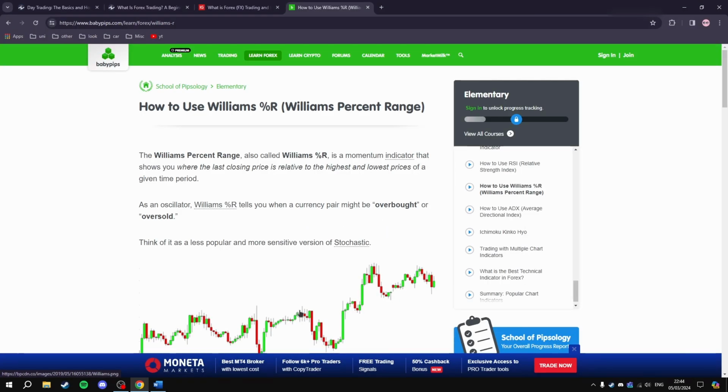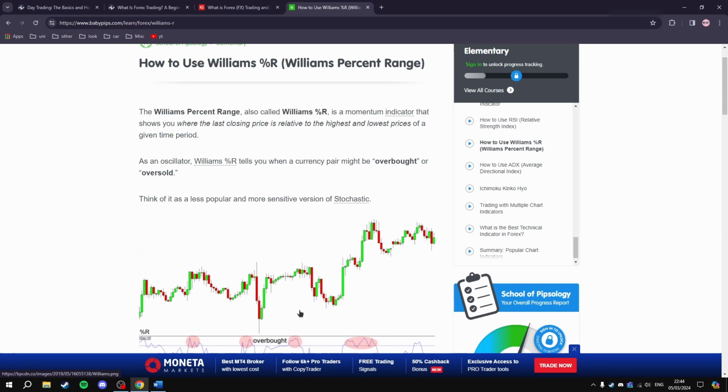The Williams percentage range, also called Williams percentage R, is a momentum indicator that shows you where the last closing price is relative to the highest and lowest prices of a given time period. It's a momentum indicator.